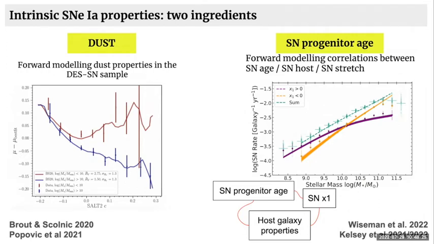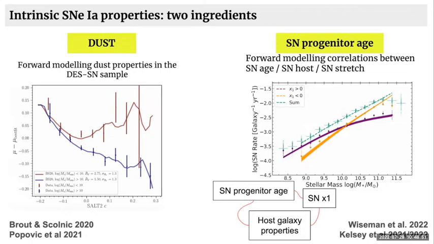And then there is lots of work going on in terms of trying to forward model how supernova progenitor age correlations with supernova properties like stretch can also modify the way we model intrinsic properties of supernova 1A, and we generate bias corrections.